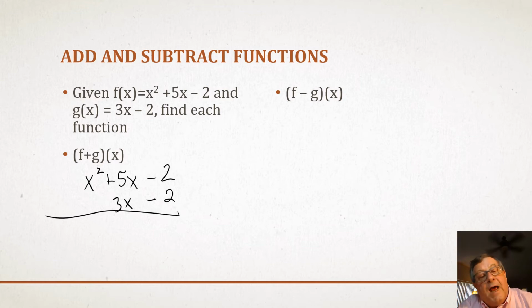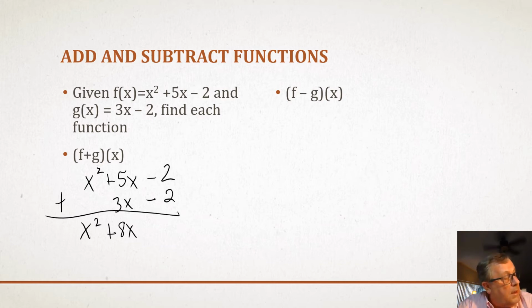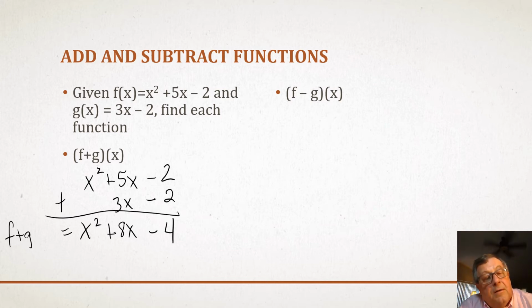As I add these, I only have one x squared term, so I've got x squared. Then I've got 5x plus 3x, which is going to be 8x, combining those like terms. And then I've got negative 2 plus negative 2, which is going to be negative 4. And this is equal to f plus g of x. Shazam.